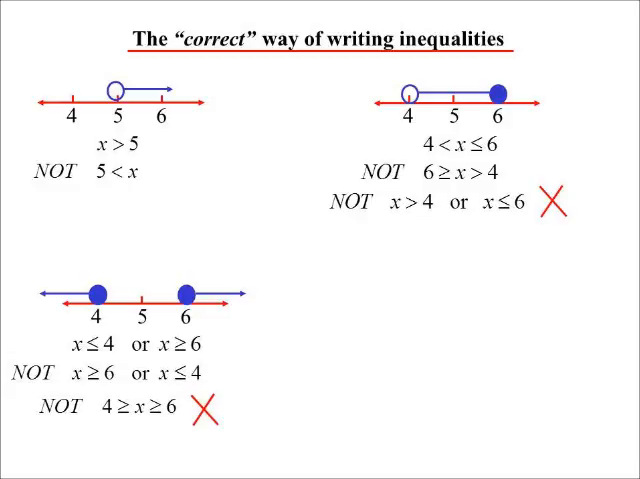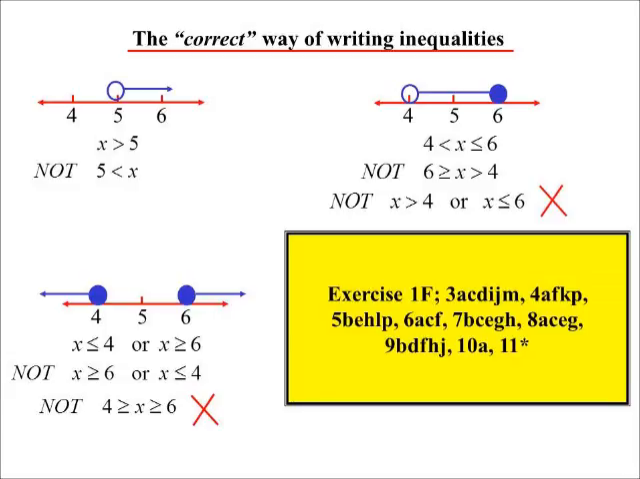Find something that is both less than 4 and greater than 6. Well, you can't do it. So, no, that's just plain wrong. All right, there's our first exercise of the day.